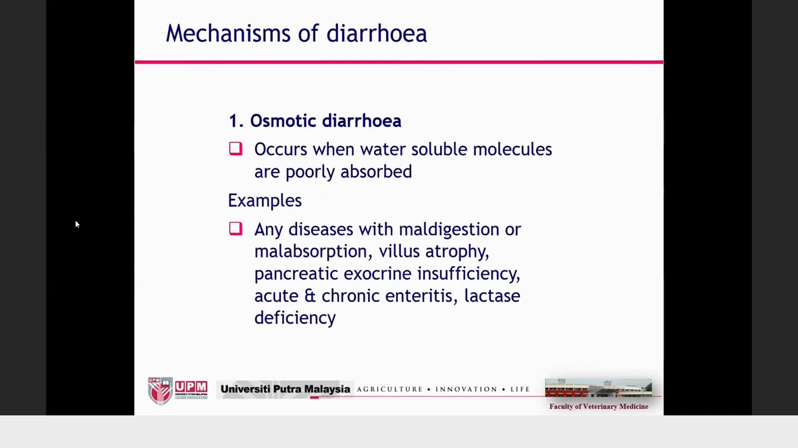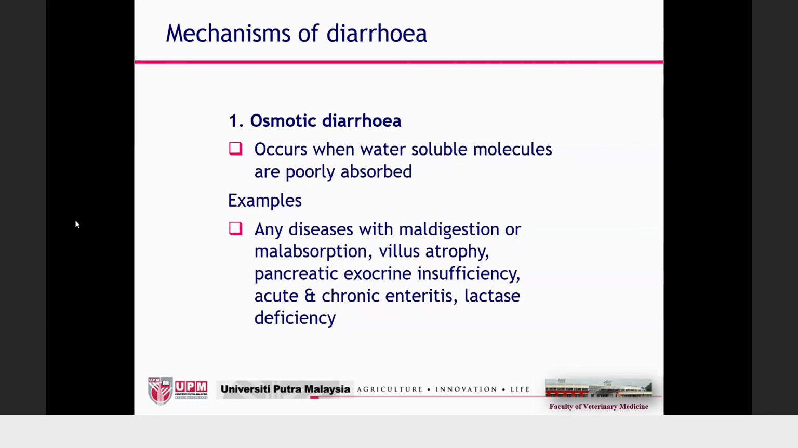Okay. So one is osmotic diarrhea. It will occur when water-soluble molecules are not fully absorbed. Meaning that water-soluble molecules are not fully absorbed, and this may occur as a result of maldigestion or malabsorption, or even in villus atrophy. Because in villus atrophy, the efficiency of absorption is poor. As a result, they will retain these water-soluble molecules in the intestinal lumen. When they are retained, they will attract the fluid.